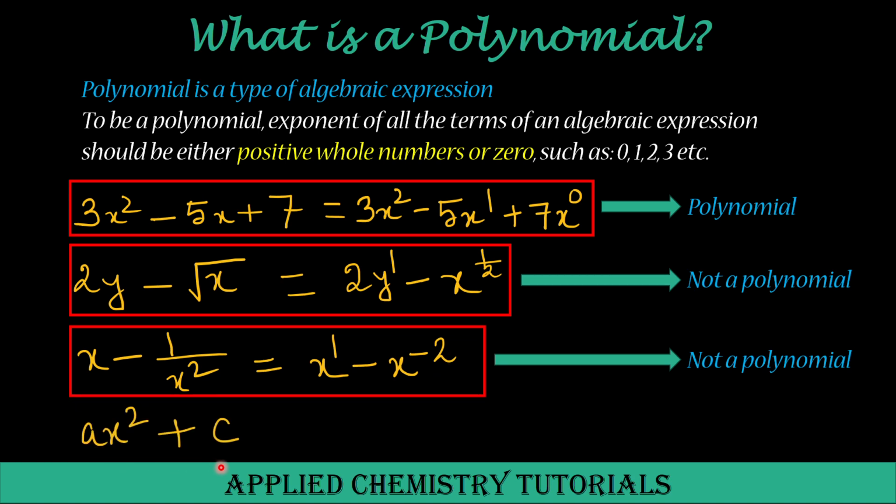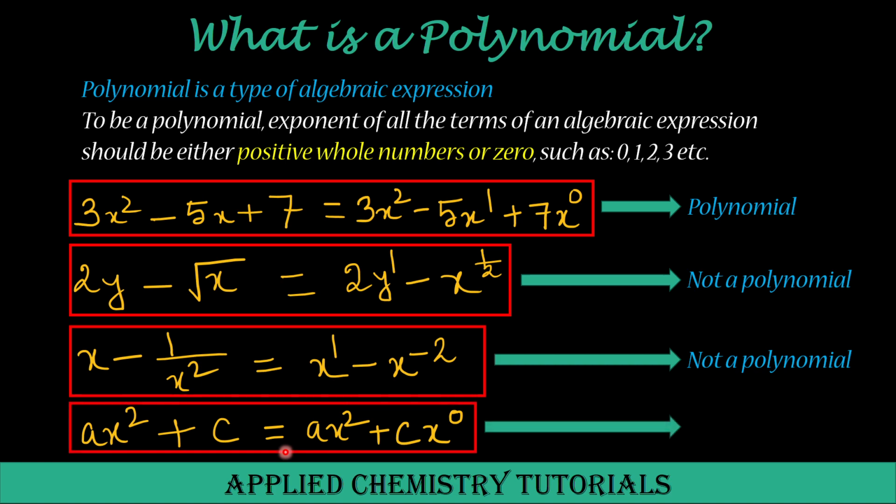Another example, ax square plus c, and this particular algebraic expression can be rewritten as ax square plus cx to the power 0, because as we mentioned x to the power 0 is equal to 1, and therefore this particular algebraic expression is a polynomial because we can see only positive whole numbers and a 0 here.